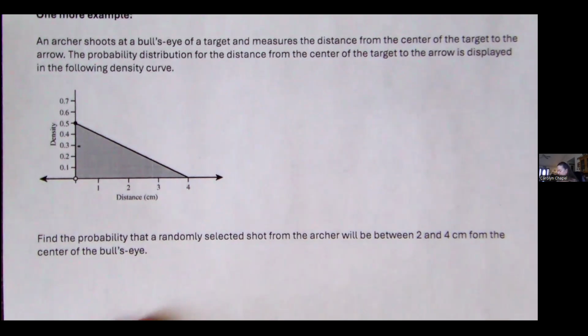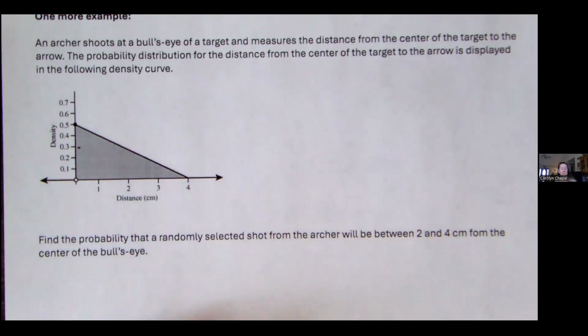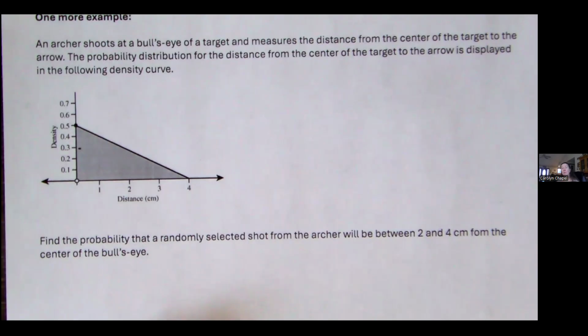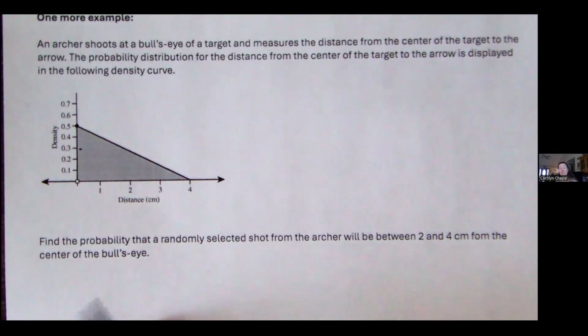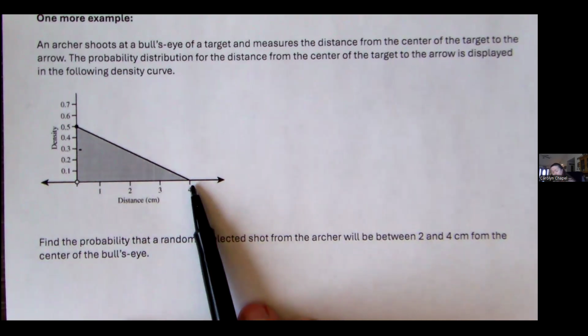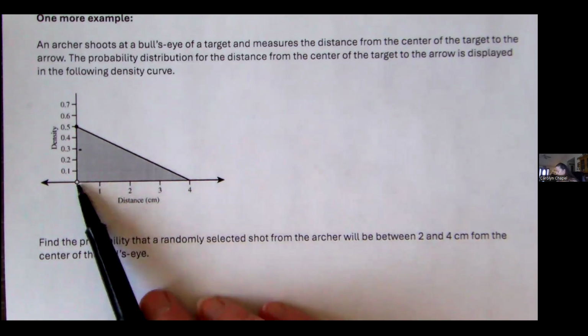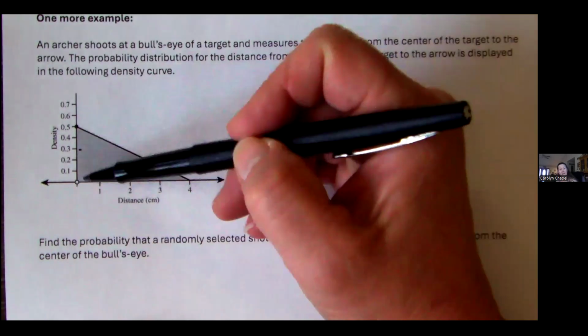Before I do that, I'm just going to say, do you think this guy is a good shot or a bad shot based on this probability curve? Remembering it's telling you the probability of how far away from the center he is. This actually is telling you he's pretty good. First of all, he's always within 4 centimeters of the center, which is not very far. Also, most of the probabilities is close.